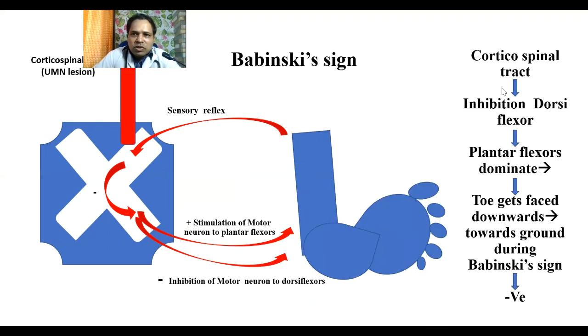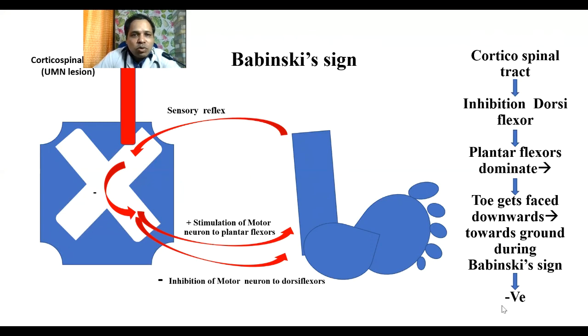But in case of the corticospinal tract, what is happening here? This stimulation causes inhibition of the motor neurons of dorsiflexors and stimulation of plantar flexors. Whenever this happens, there is stimulation of the plantar flexors and inhibition of the dorsiflexors. That's why your toe will curve downwards and face towards the ground, and that is called Babinski sign negative.